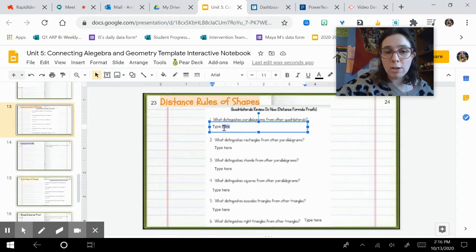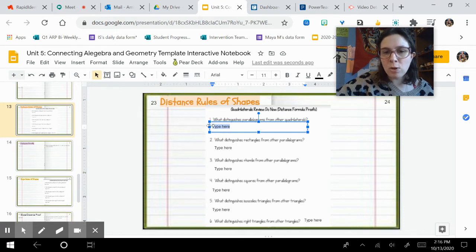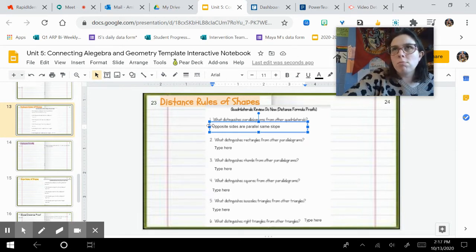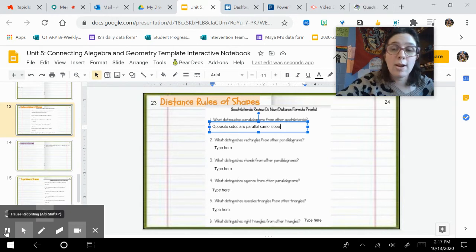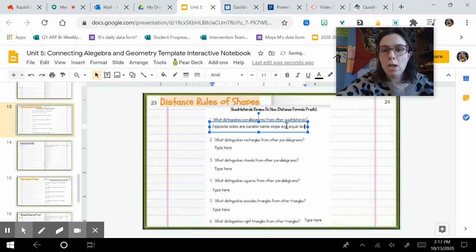What distinguishes parallelograms from other quadrilaterals? Opposite sides are parallel, so they have the same slope. Opposite sides are parallel, and that's pretty much it. Their opposite sides are parallel, so they're the same slope and equal length. So opposite sides are equal length and their slopes are parallel.